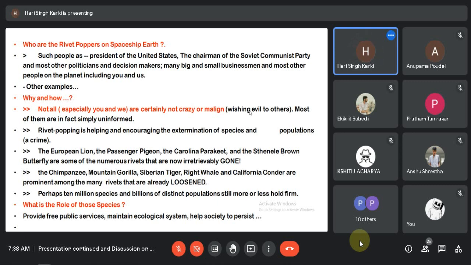They put it so. So what is the role of those species in maintaining the ecosystem? That's a great question. Simply, they provide free public services. We need not invest for so many of our needs. They are simply free public services. Such specific species have the role to provide such services. They maintain the ecological system. They help society to persist, society of ecosystems, society of other organisms, and so on.